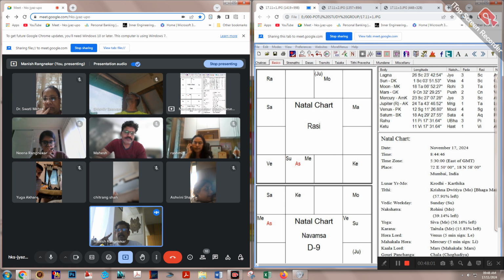My mother's 2nd house gets activated. My father's 9th house gets activated. My younger sibling's 3rd house gets activated. My son's 1st house gets activated. My wife's 11th house gets activated. ये दिमाग में आना चाहिए.